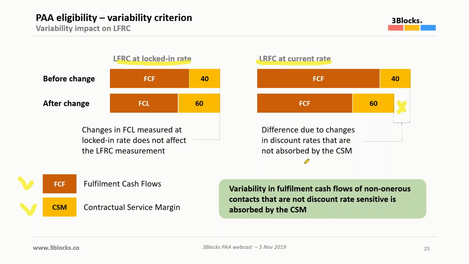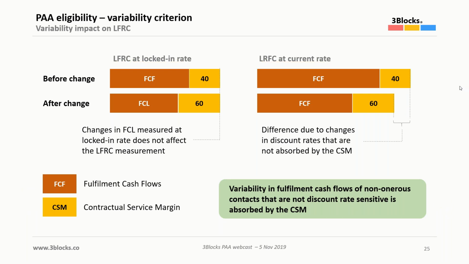So to conclude this observation, here we have a conclusion: variability in fulfillment cash flows of non-onerous contracts that are not discount rate sensitive is absorbed by the CSM. Hence, this variability doesn't infringe the variability criterion, and we can still apply PAA to these contracts.